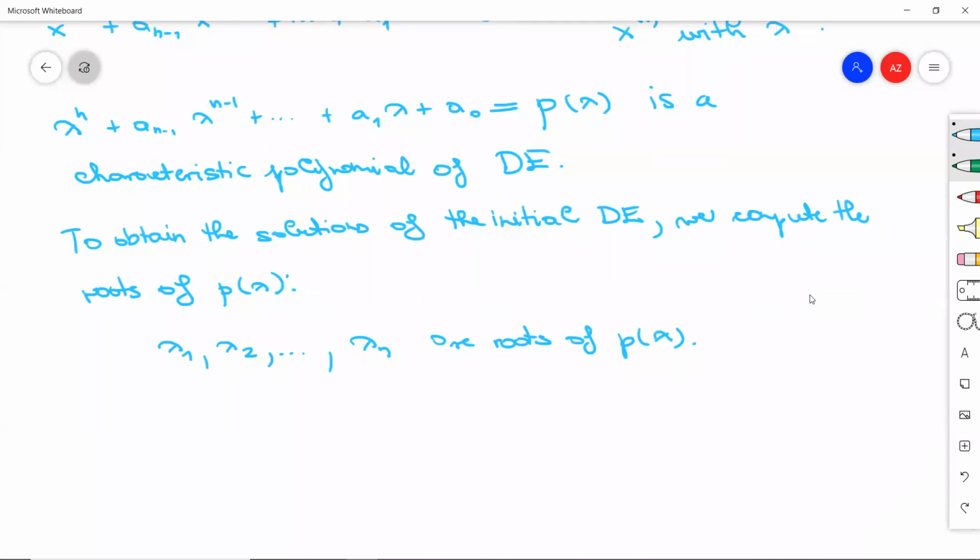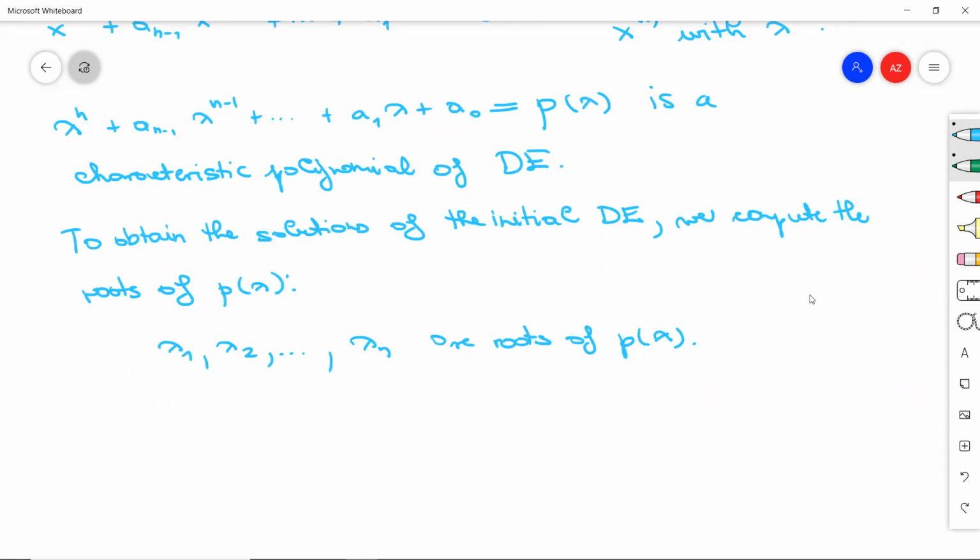And now, what are the solutions then to the differential equation? So we have a differential equation. We formed the characteristic polynomial. We computed its roots. And what are now the solutions to the DE? So we need functions. For now, we only have roots of the polynomial, which are numbers, but the solutions of the differential equations are functions. So how do we form functions out of those roots?